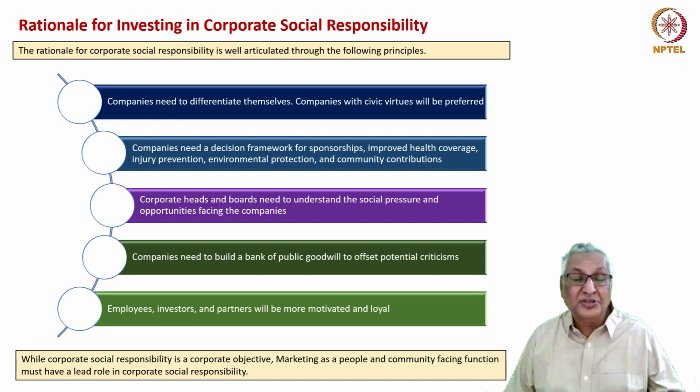We should have probably a system by which small kirana people are upgraded into better shop network. Maybe we should be providing digital capabilities for the small kirana networks. This is what Reliance is trying to do. Every company with digital ecosystem can also do similar things. Corporate heads and boards need to understand the social pressure and opportunities facing the companies. Companies need also to build a bank of public goodwill to offset potential criticisms. Employees, investors, and partners will be more motivated and loyal when corporate social responsibility glows in the company's value system.